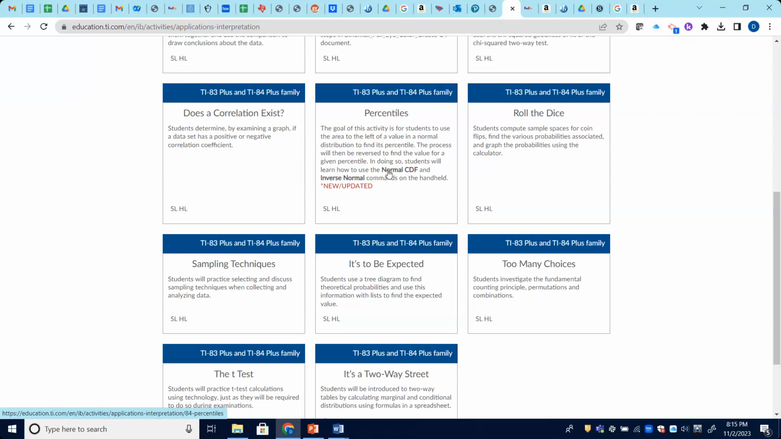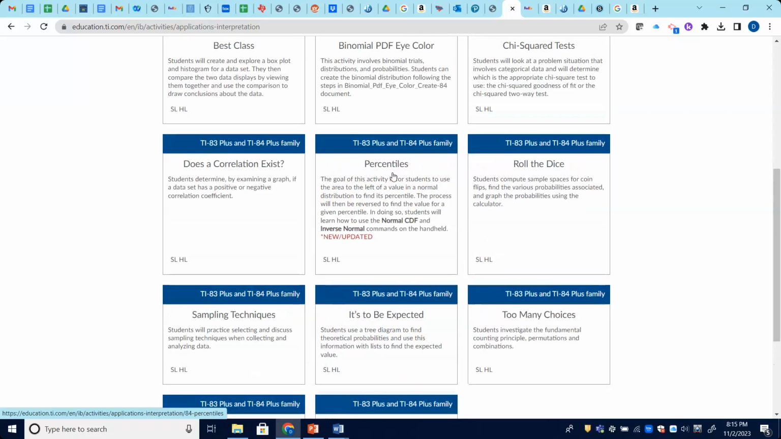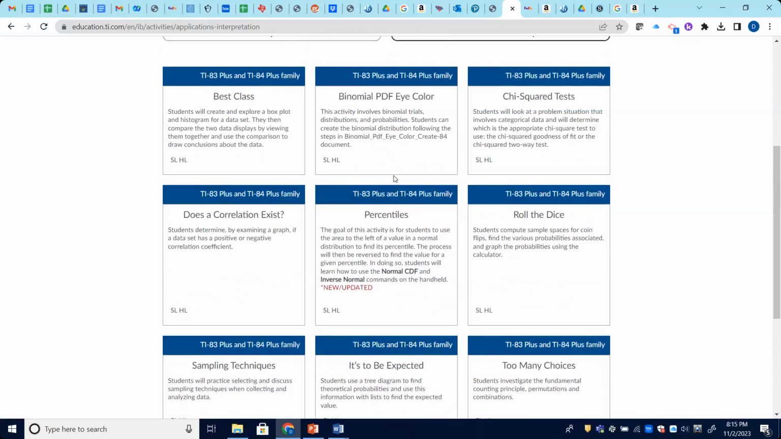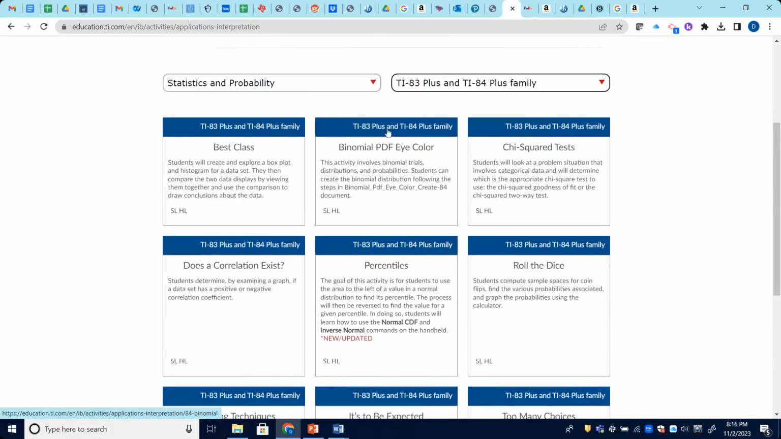So here's one, percentiles. If you like that one, that's one of our newest ones that has come out. Currently, and I'll tell you this a little bit later, I'm working on a normal distribution activity to go along with our probability and stats group. So that's all we have to do.